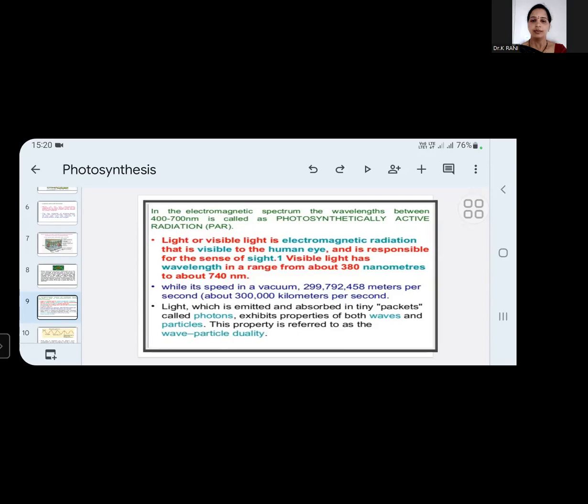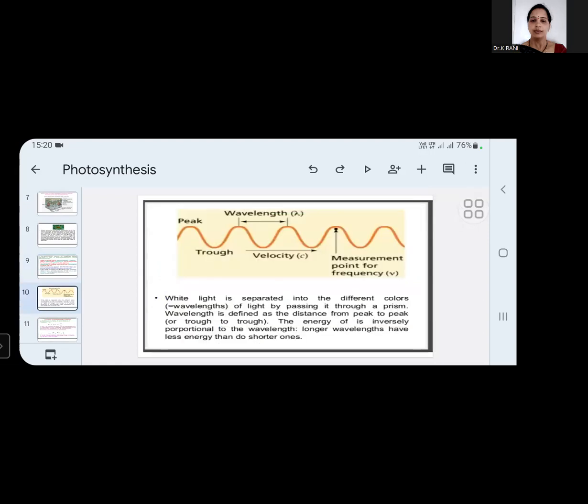Its speed in a vacuum is 299,792 kilometers per second, which need not be said here. In the action spectra, the wavelength range with energy content is the PAR, photosynthetically active radiation. Here you can observe the absorption of light. The visible light has a wavelength range between 350 to 780 nanometers. The energy carried is inversely proportional to the wavelength of the light.